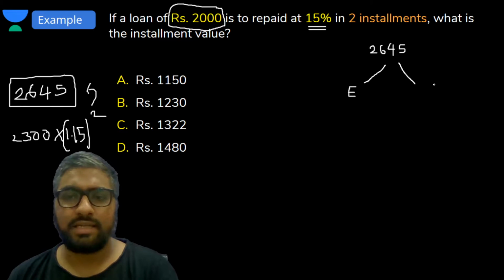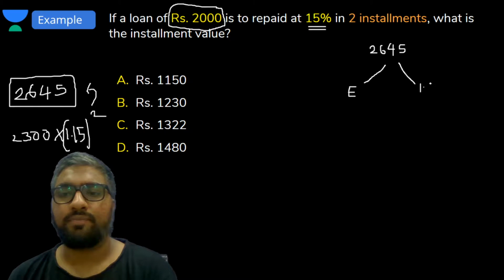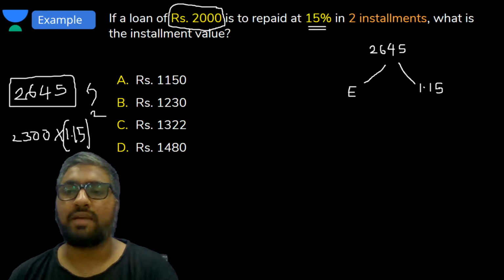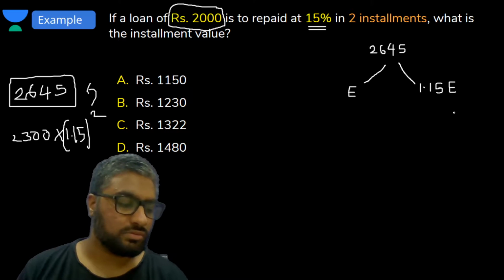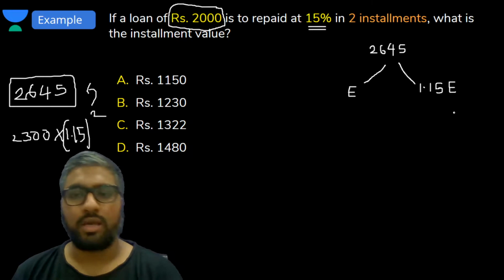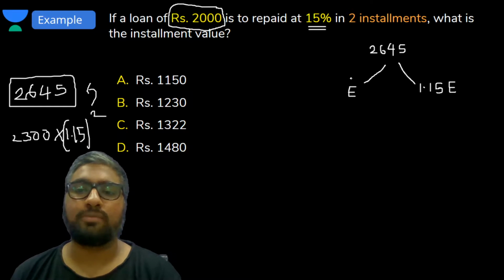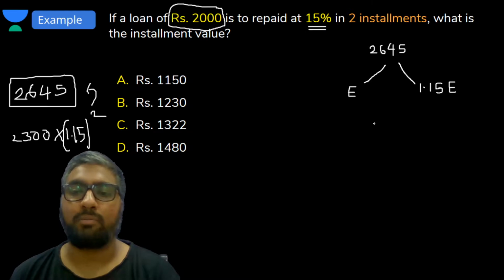So 15% interest applied on this would be how much? 115%, which is nothing but 1.15 times, correct? Any confusions now? None? Okay. Now you should pay them how much? You should pay them E plus 1.15 E. Right? This is the total installment that you will be paying them. But how much? 2.15 E. Your total installment that you have to pay.